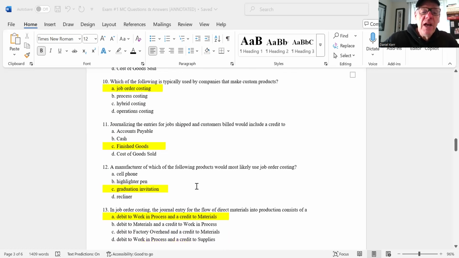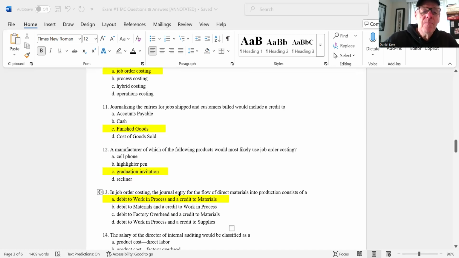Number 12, a manufacturer of the following products, which of the following would most likely use job order costing? So cell phone, highlighting pen, recliner, those are all units made in large quantities. One is the same as the other. But a graduation invitation, when you finish your associate's degree and they send out invitations to everybody, it's going to be customized to you. So graduation invitation would be the one that would most likely use job order costing.